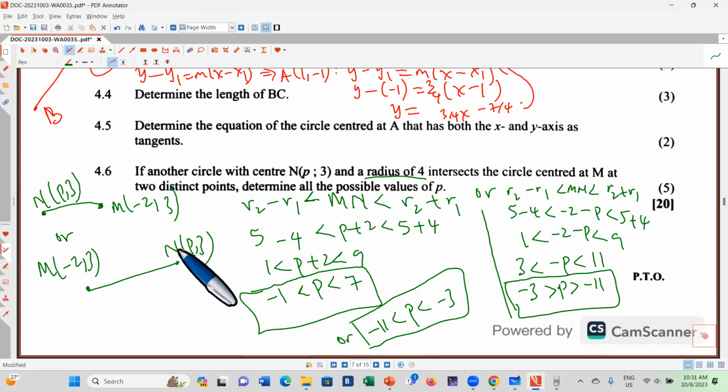So if p is on the right, then you have p plus 2 to get the distance MN. But if p is on the other side, then you have minus 2 minus p, right? So we have that. Just note that question there. This question was given 5 marks.